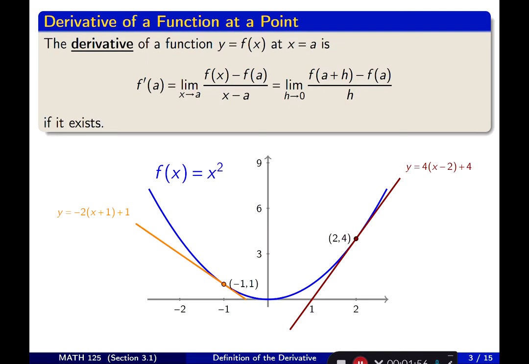the other point is approaching this one point. Now, derivative of a function at a point: the derivative of a function y equal to f of x at x equal to a is f prime of a equal to that limit as x approaches a of f of x minus f of a over x minus a. We also discussed this in section 2, that we can also write it as limit as h approaches 0 of f of a plus h minus f of a over h, if this limit exists, basically.